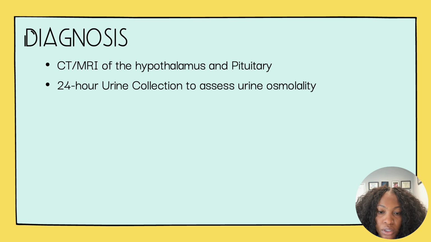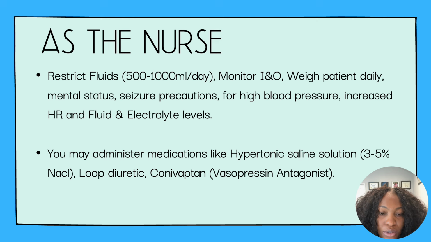The diagnosis is typically made by CT or MRI of the hypothalamus and the pituitary, or sometimes a 24-hour urine collection to assess that urine osmolality also aids diagnosis. As the nurse, we're going to restrict fluids because they're already holding on to a lot of fluid. So this patient might be on a 500 to 1,000 milliliters per day fluid restriction.